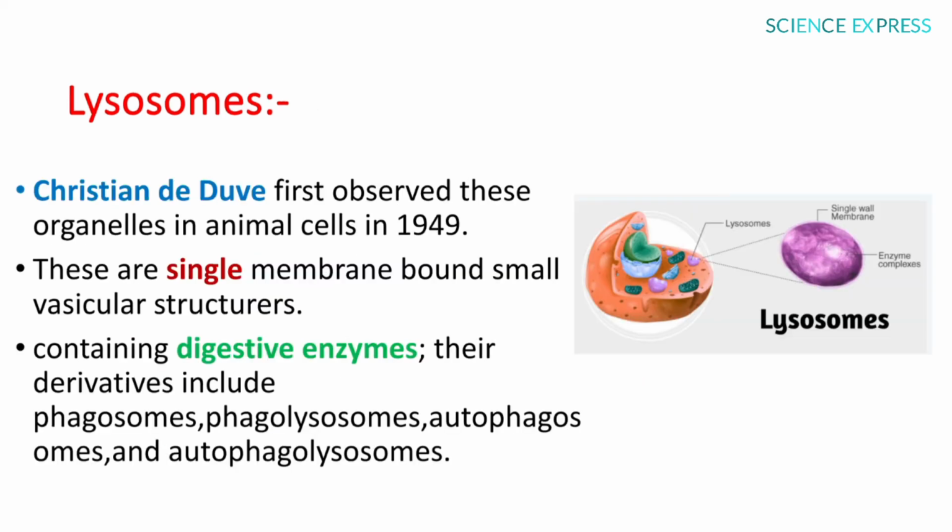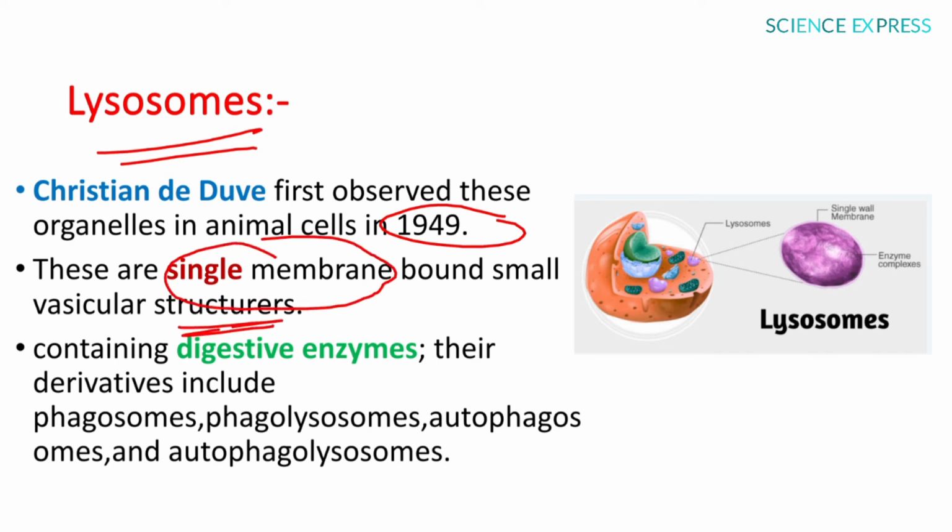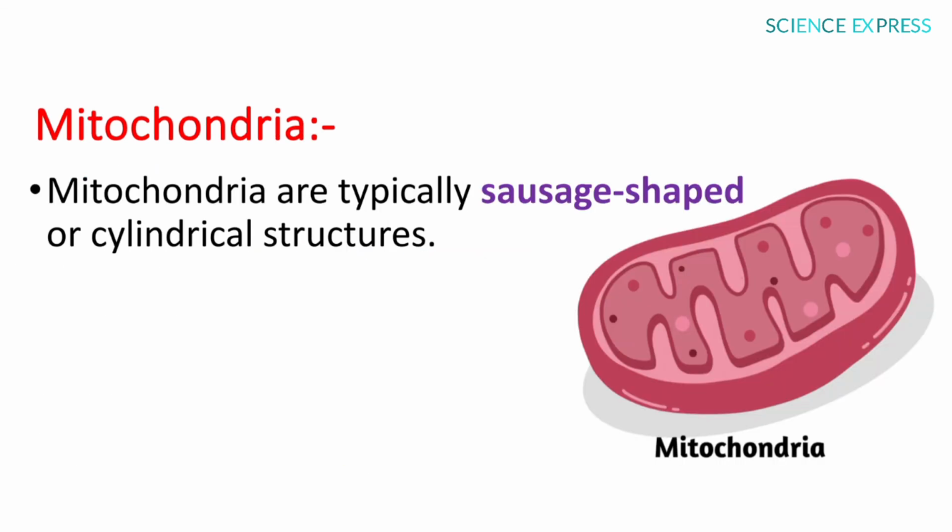Okay. And the next cell organelle is the lysosome, observed by Christian de Duve in the year 1949. That is a single membrane bound small vesicle-like structure. Lysosome is also called the suicidal bag of the cell because it contains several digestive enzymes, and derivatives include the phagosome, phagolysosome, autophagosome and autophagolysosome. Okay.